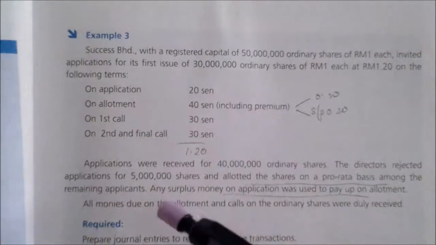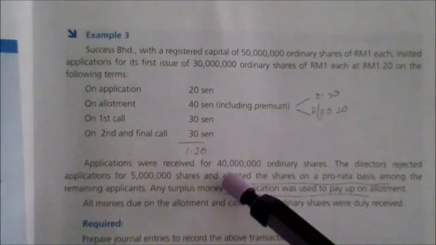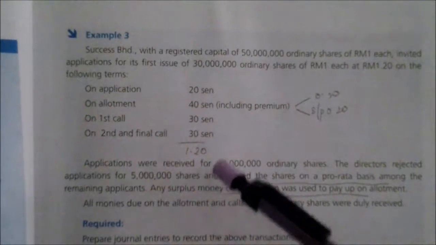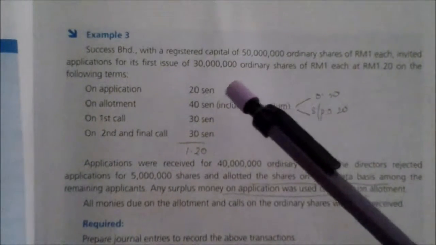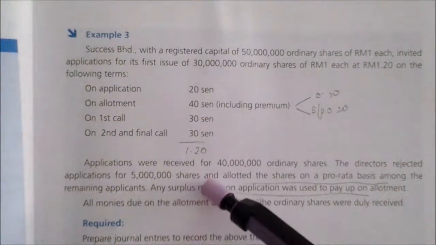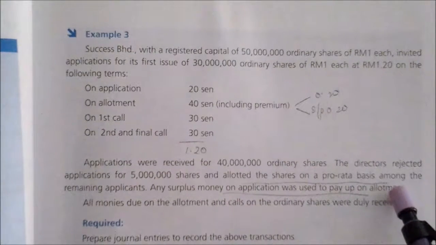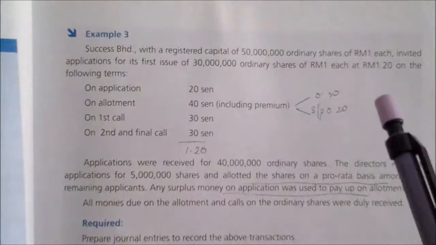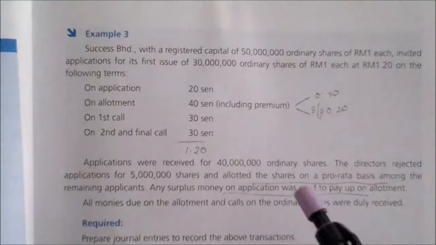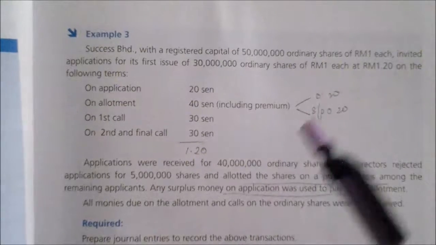When they are successful in the allotment, they have to pay the 40 cents, but they have already paid 20 cents, because out of the 35 million, they might be among the 5 million. So instead of paying the 40 cents, they only pay the balance of 20 cents. That is the meaning of surplus money being used to pay up on allotment. They are not refunded, but the money is used to cover the allotment. This will become clearer when we do the answers.